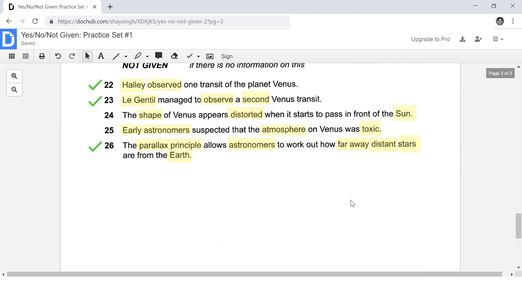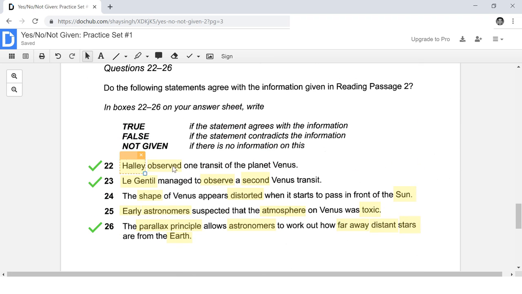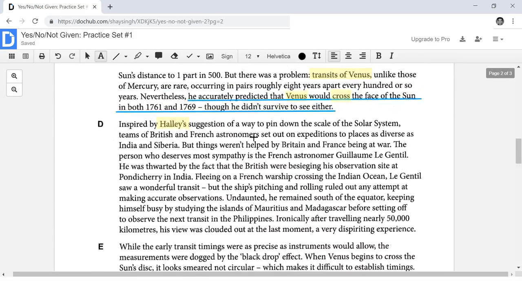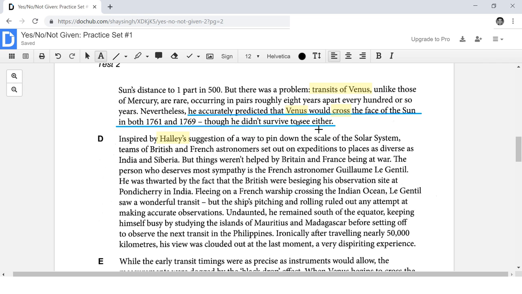So did he observe? The question says, Halley observed one transit of the planet Venus. So did he observe the transit of the planet Venus? No, the answer to this is false. The answer is false because it says that he did not survive to see either. The answer is false. Take a look here. It says that he didn't survive to see either. So he was already dead, so he never had the chance to observe this transit.